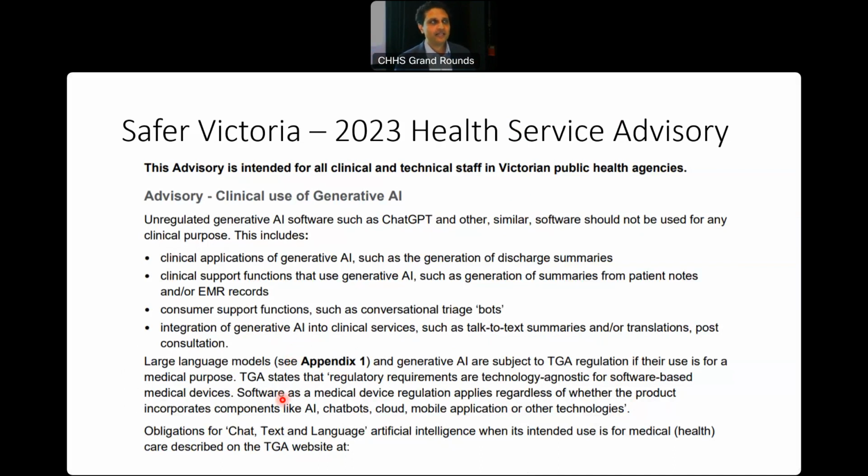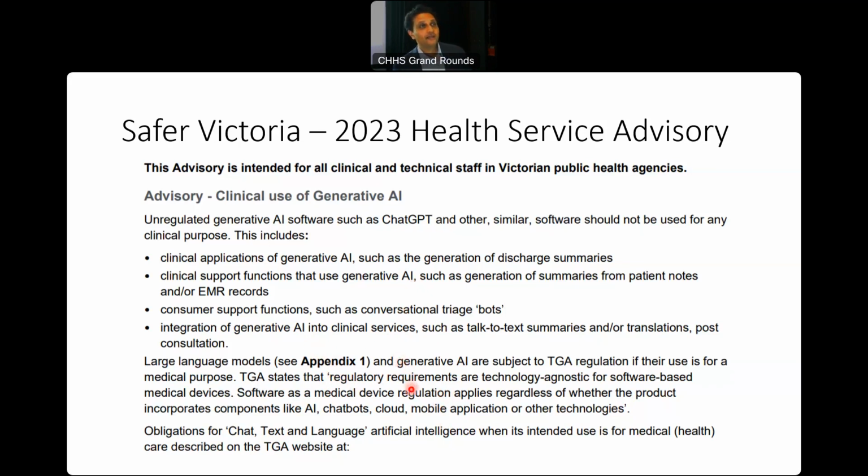So it makes some very clear recommendations about how you can and can't use, particularly, the generative AIs in a clinical setting. Do not enter patients' data, like their URN or any individual identifiers, into ChatGPT or Bing or any of those other chatbots. We don't know the security. And also, these are all governed by TGA regulation.